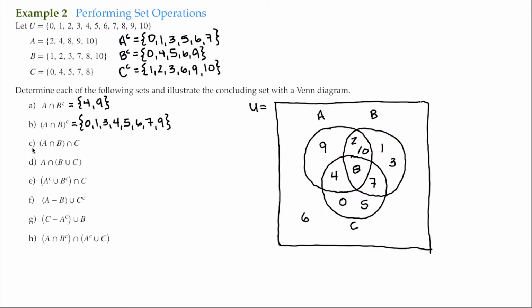And we'll continue. Here's letter C. A intersects B, and where that intersects C, this is where all three intersect. Again, we're just going to use our Venn diagram, and that's 8. So this becomes 8. The corresponding Venn diagram. And there it is. And we continue.